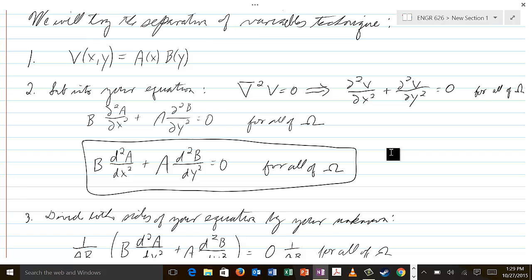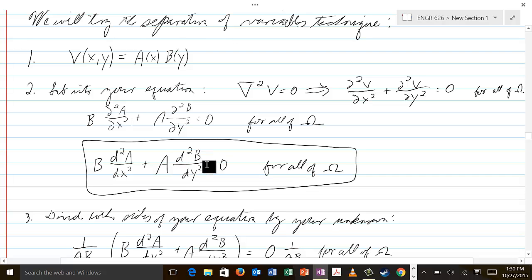Now the next thing we note is that a, as is written up here, is a function of x alone, and b is a function of y alone. So really this partial derivative of a with respect to x is just an ordinary derivative, because a is a function only of x. And similarly right here, this partial derivative of b with respect to y is just an ordinary derivative of b with respect to y, again because b is a function only of the one variable y.